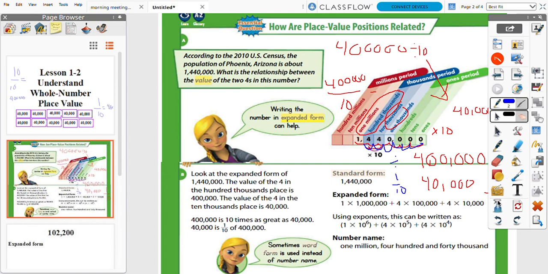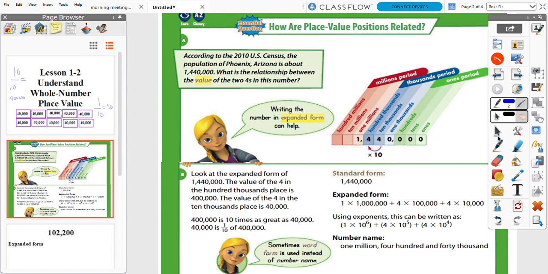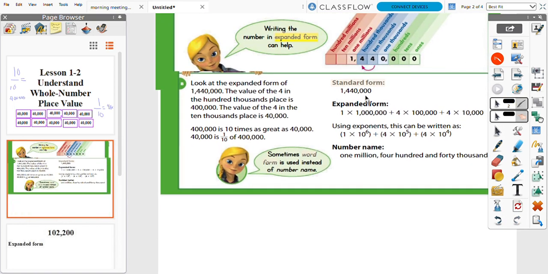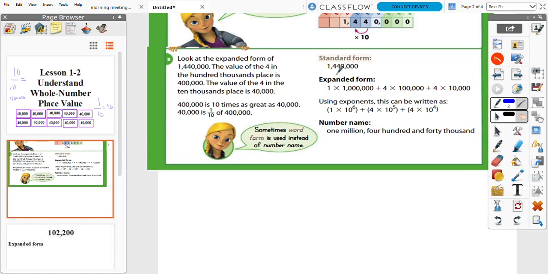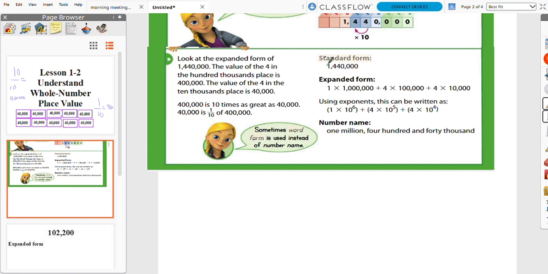So what I'm going to do is I'm going to clear this out so I have some room to show you this next. So you remember how to write this in expanded form. Remember when we write expanded form, we're pulling out each of these place values and we're writing the value and we're adding it together. So if we did this, we would have, so we have 1,440,000, we would have 1 million.